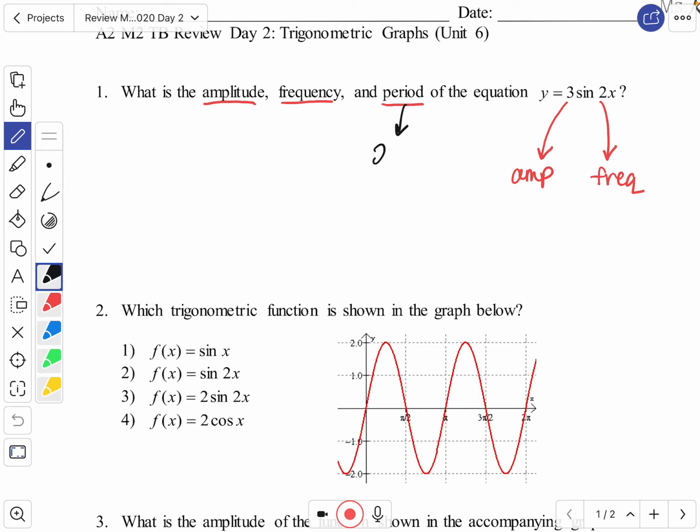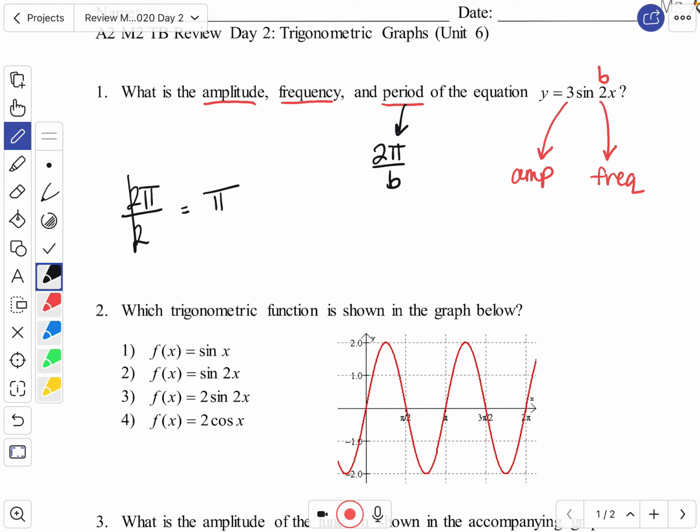Now your period has a formula. Your period is 2 pi over b. And b is really the same thing as your frequency. So 2 pi over b in this case is 2 pi over 2. And if you can simplify it, you will. Therefore, 2 divided by 2 simplifies, and your period is equal to pi.